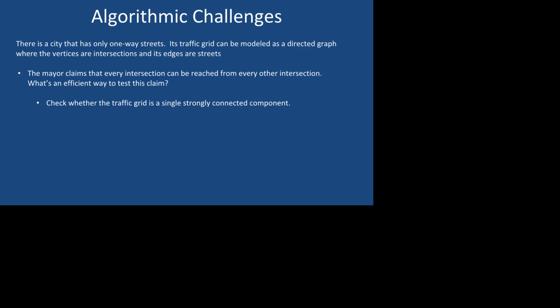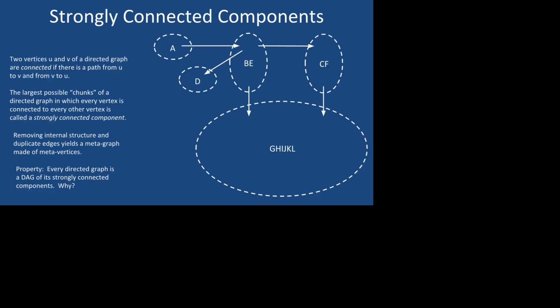Okay, and what's the word for that? Yes. Okay. Well, suppose the Mayor's City Hall is in BE right here. Okay, is the Mayor's claim true? No. You could drive from here down to here, and then you're stuck. So what property are we looking for? That's the word. As long as City Hall is located in the sink of the metagraph, then the Mayor's claim is true.